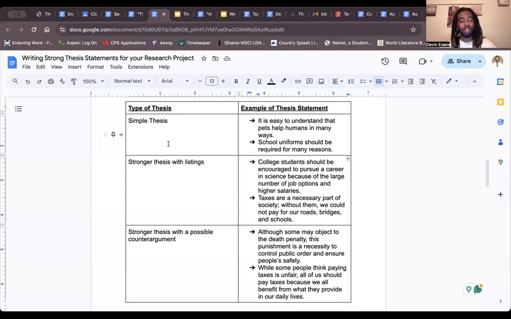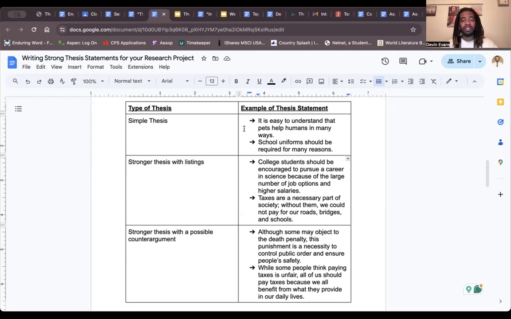So here we are. The first level is a basic one, or I call it a simple thesis. For example, it is easy to understand that pets help humans in many ways. Okay, that's pretty simple there. Is it a thesis statement? Yes, it is. But is it the strongest one? Maybe not. And that example two, school uniforms should be required for many reasons. Is this a thesis statement? Yes, it is. Is it strong?